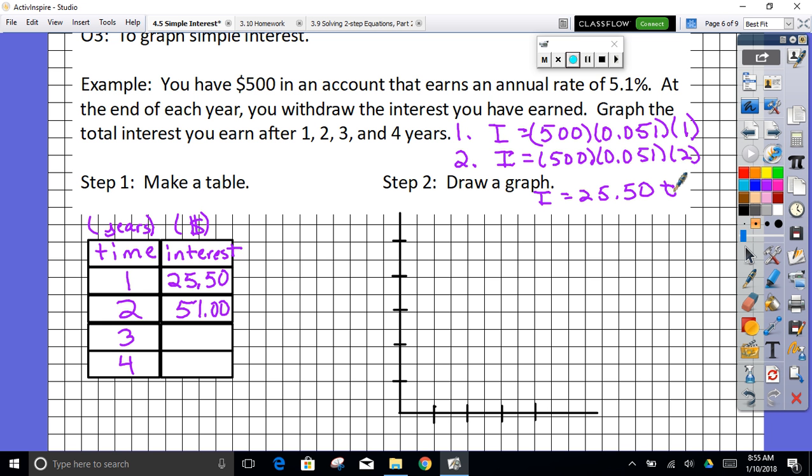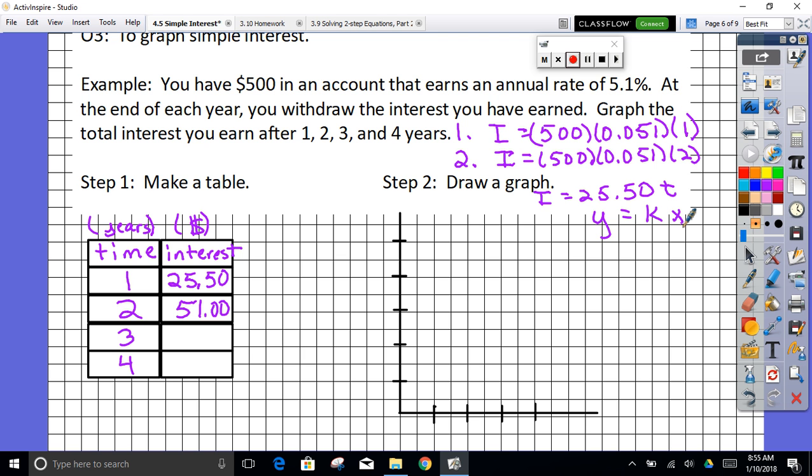Proportional relationship. Remember y equals kx? That's the type of formula that represents a proportional relationship. This is y equals kx with I instead of y and t instead of x. It's just using different letters. We end up with a constant. So we could continue to use the equation, or we could look down here.